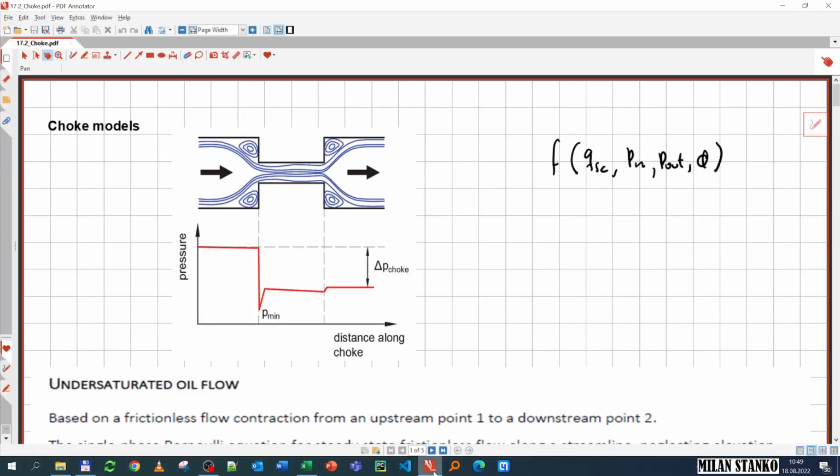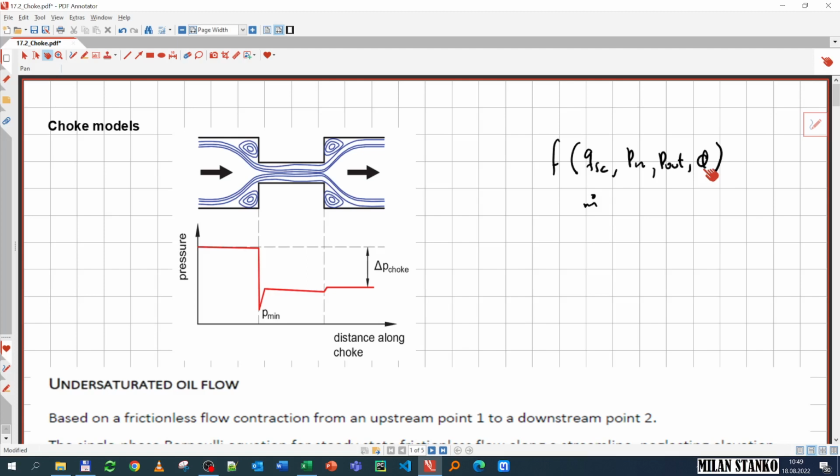Welcome. In this lecture, we're going to cover models that are used to predict choke flow performance. So a choke model is an equation or a function that relates the rate at standard conditions passing through the choke. This can be oil or gas. Sometimes you can also use the total mass flow, the inlet pressure, outlet pressure, and some characteristic size of the choke, which can be the diameter of the contraction.